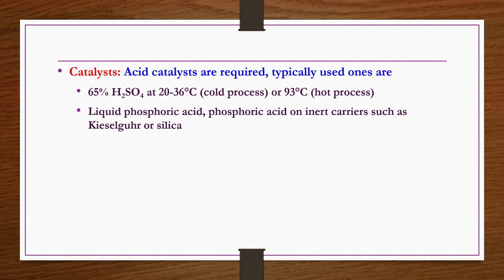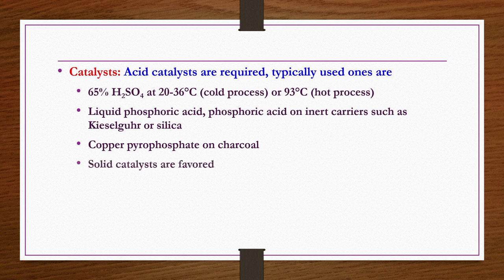Liquid phosphoric acid is also used. Phosphoric acid on inert carriers such as Kieselguhr or silica are also used as catalyst. Copper pyrophosphates supported on charcoal are also used as a catalyst. However, solid catalysts are favored in general.